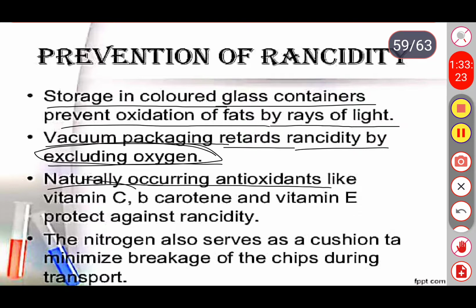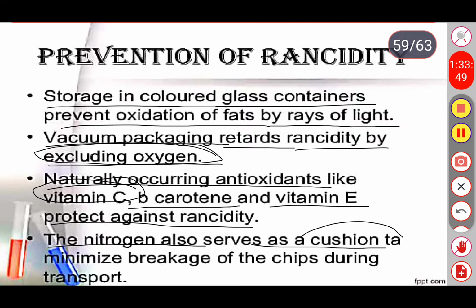Okay, next one, nitrogen also serves as a protective gas in minimizing spoilage in packages of chips. The chips packet contains nitrogen gas. It means it can prevent the spoiling of the chips or the food. So usually in packed items, nitrogen gas will be present.